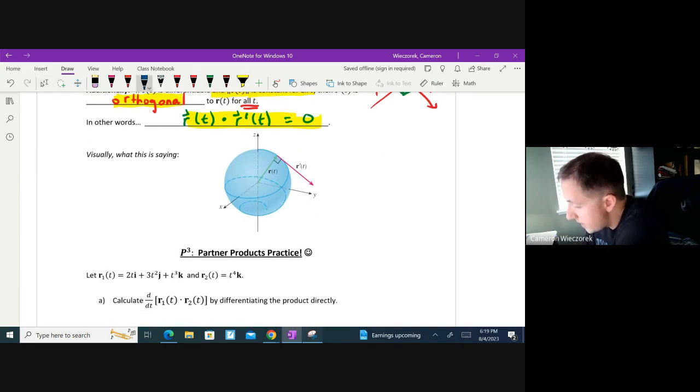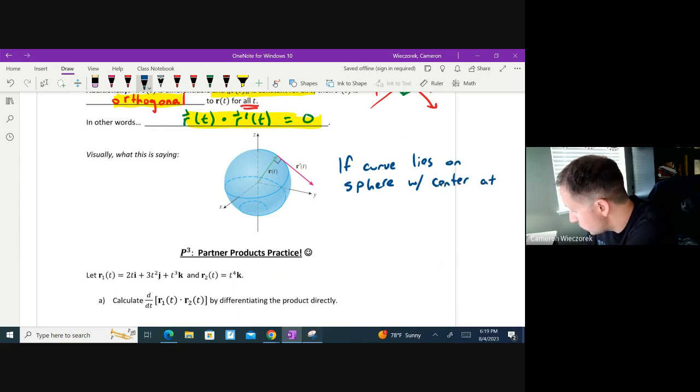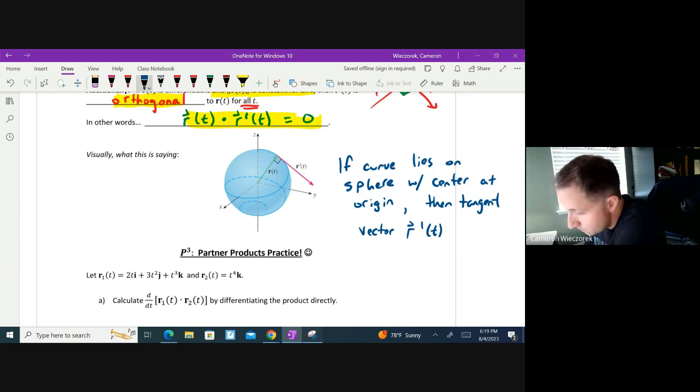Visually, what it's saying is that if your curve lies on a sphere with a center at the origin, then the tangent vector R prime of t is always going to be perpendicular to the position vector R of t. Okay. And that would make sense, right?